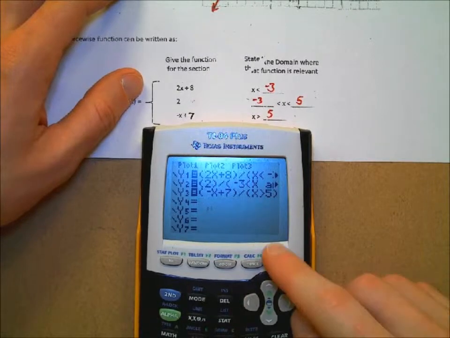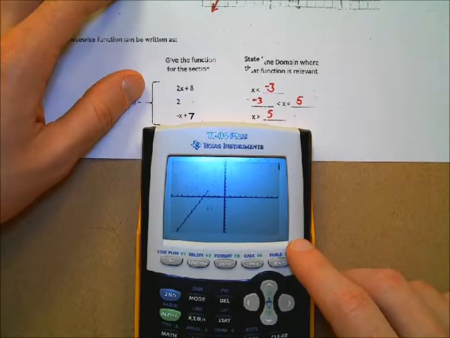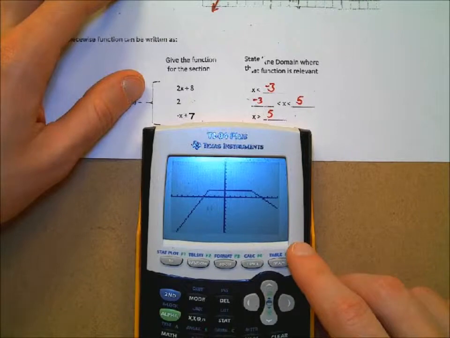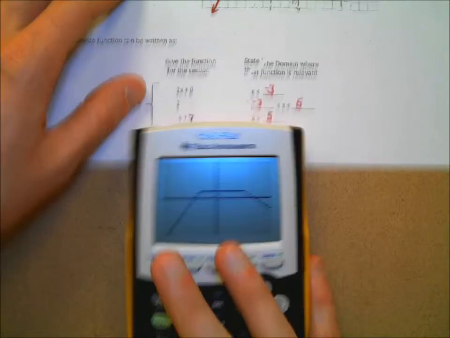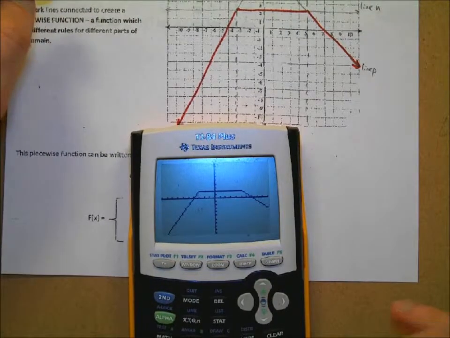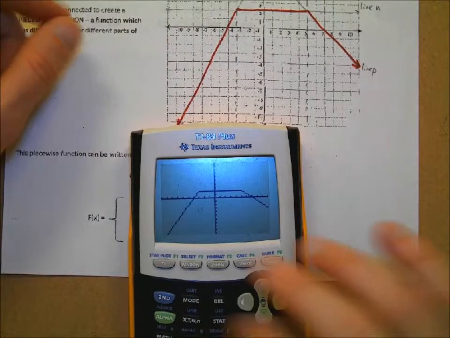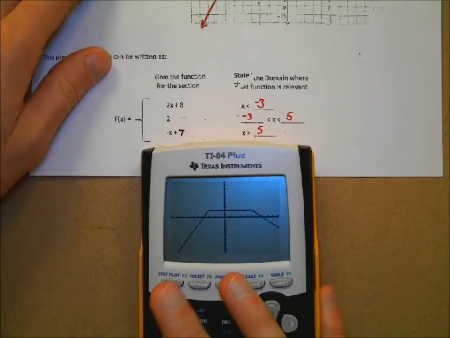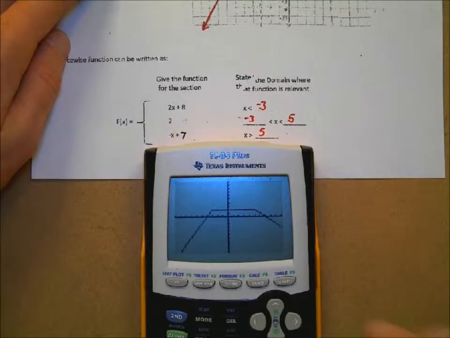Okay, and then when you hit graph, 1, 2, 3. There they are. Look at that. Okay, same thing we got. Okay? Questions on any of that? So that's how you can use your graphing calculator to graph these things.